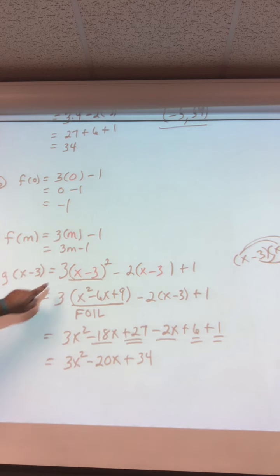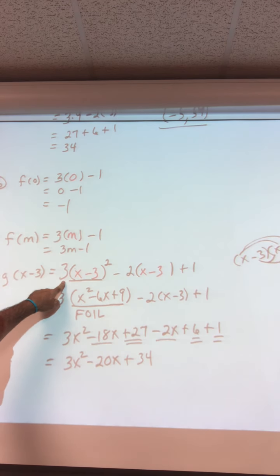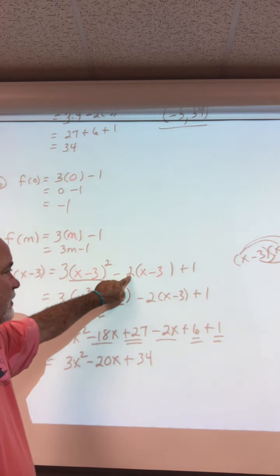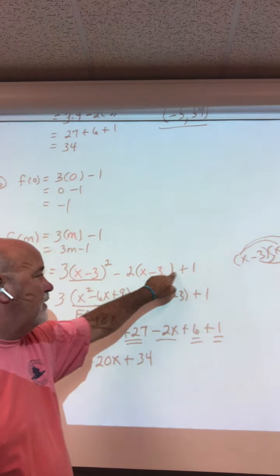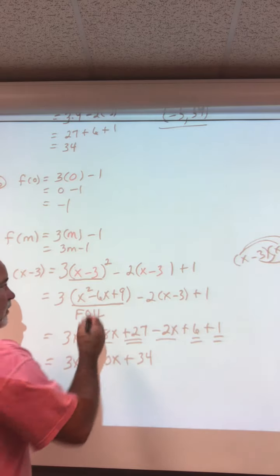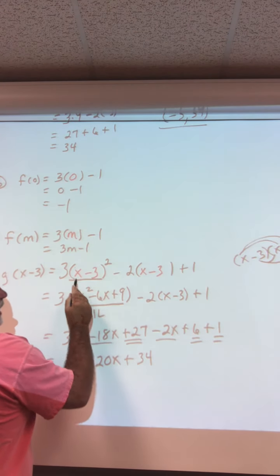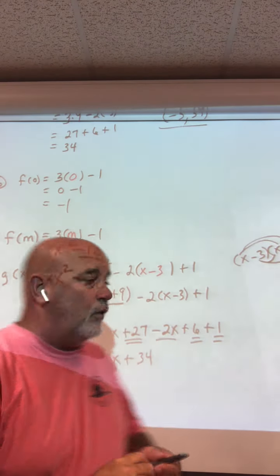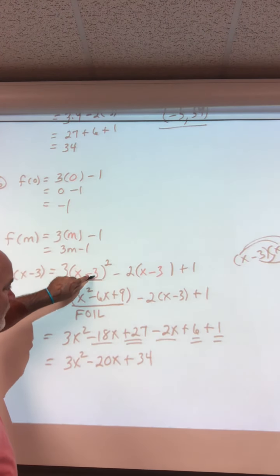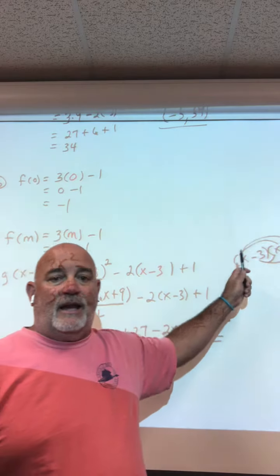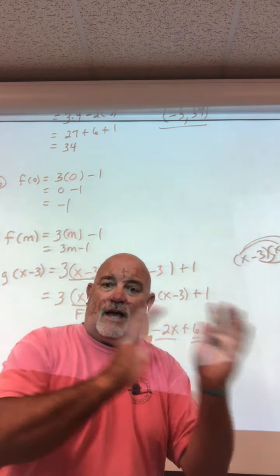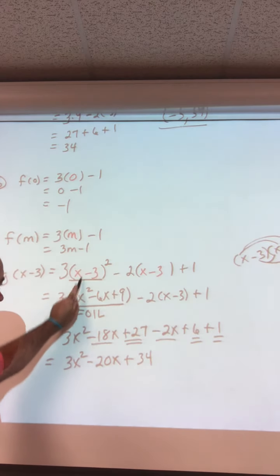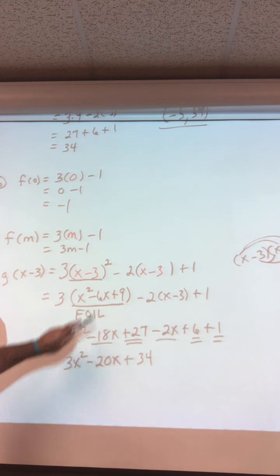So it's 3 times x minus 3 squared minus 2 times x minus 3 again plus 1. Now, order of operations, you square first. How do you square x minus 3? Remember, you don't just square the first term and the last term. Go to the side and write x minus 3 out twice, and use the FOIL method. And when you do the FOIL method, this is what you get.